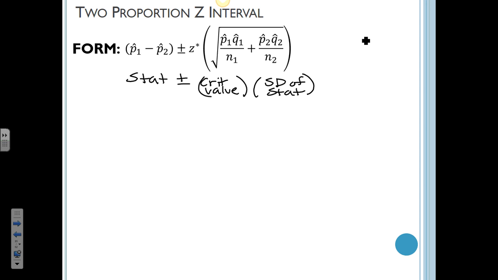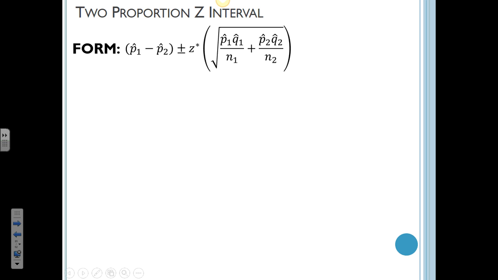But again, this confidence interval formula is not changing. It's the statistic, except this time your statistic is the difference of sample proportions. So your statistic is a little bit bigger than it used to be, and so is your standard deviation of the statistic. But the general concept is the same. So that's what's new about this.